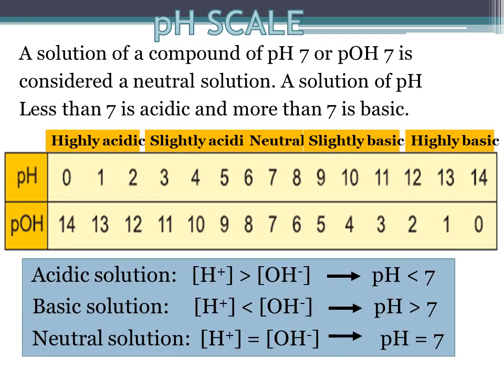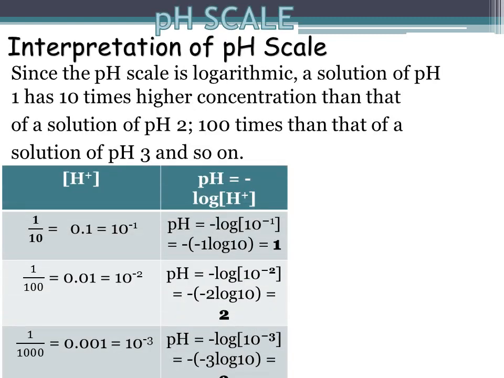In acidic solution, obviously hydrogen ion concentration should be greater than OH negative ions. In basic solution, hydrogen ion concentration should be less than OH negative ions. But for the neutral solution, H positive ion concentration should be equal to OH negative ion concentration.